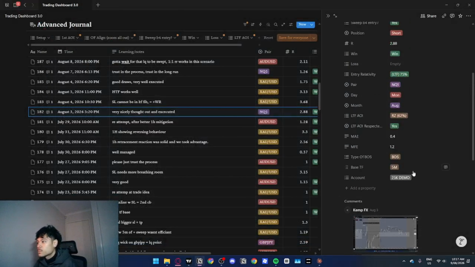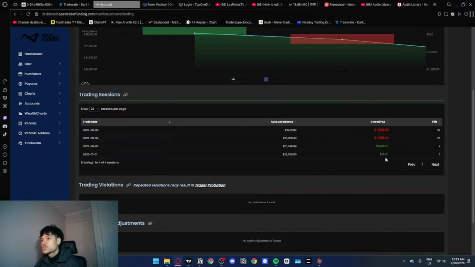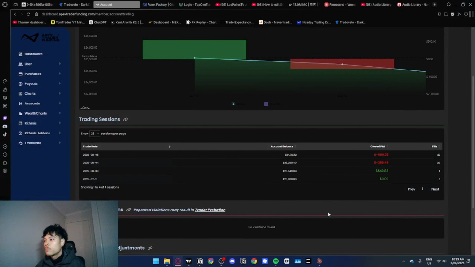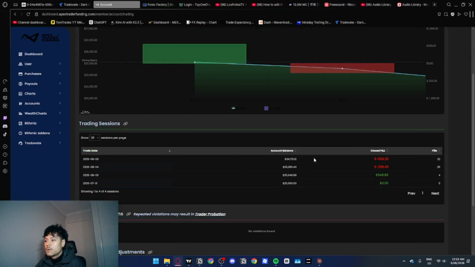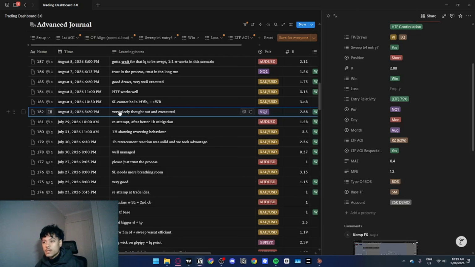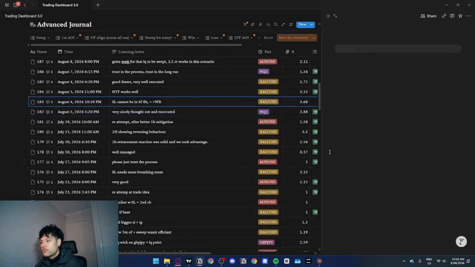And yeah, that trade played out. I took this on my 25k demo account. So we took that trade on this 25k one-step eval, and as you can see, on the 3rd of the 8th, we made 2%. As of right now, this account is currently blown, but I'm currently in a 100k eval right now. And the next trade was the 4th.